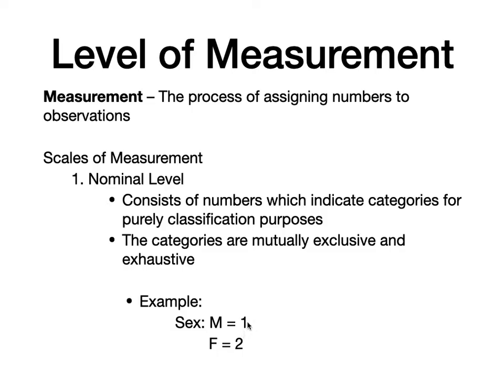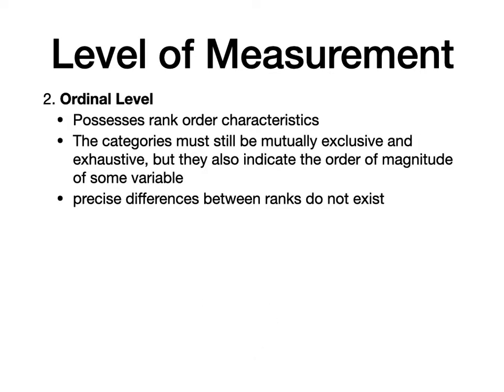So we take note that the numerical values that we use here are simply to denote the different categories, and they do not represent a certain ranking or hierarchy. Because the moment the codes or notation that we use for each category would follow a certain ranking or hierarchy, then that is now the second level of measurement, which is what we refer to as the ordinal level. So ordinal level here, they possess rank order characteristics. The categories must still be mutually exclusive and exhaustive, but they also indicate the order of magnitude of some variable, and precise differences between ranks do not exist.